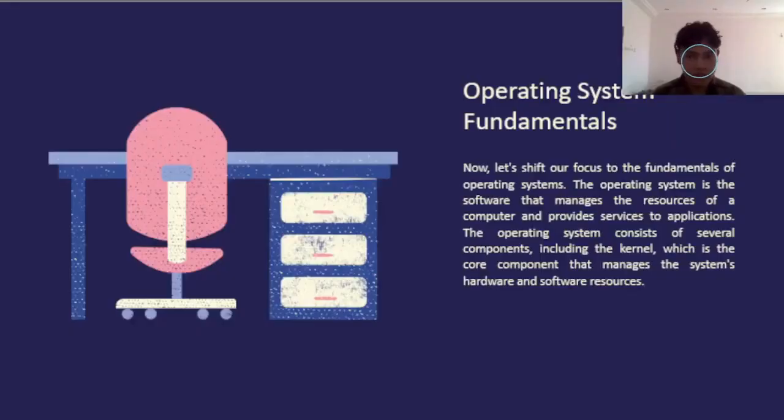The next is operating system fundamentals. To develop efficient and robust game engines, it is essential to understand the fundamentals of the operating system. These include the kernel, interrupts, kernel calls, preemptive multitasking, processes, and threads.